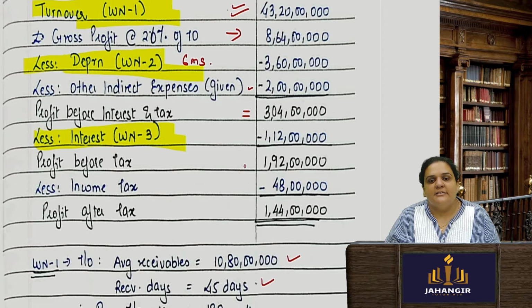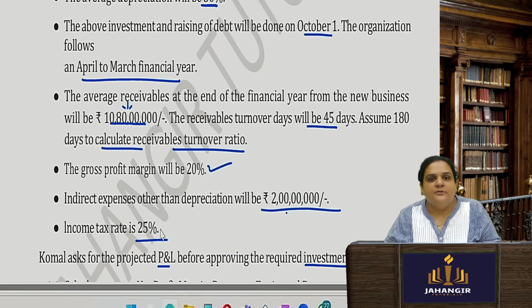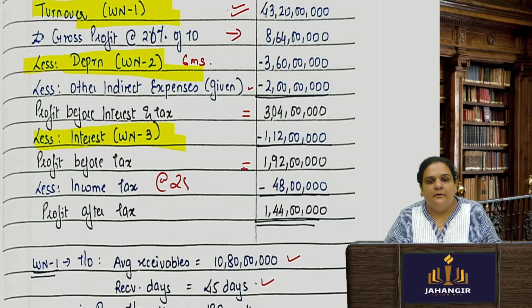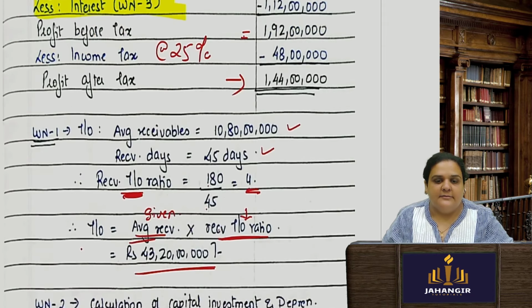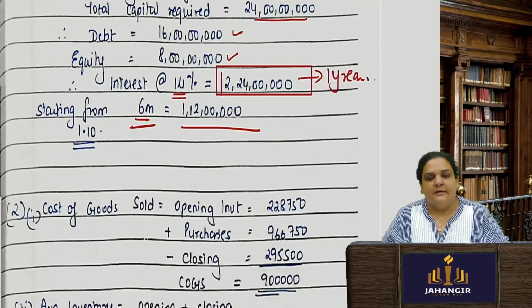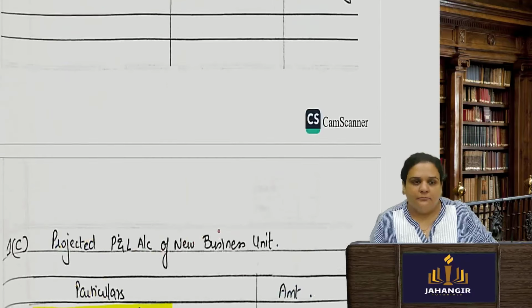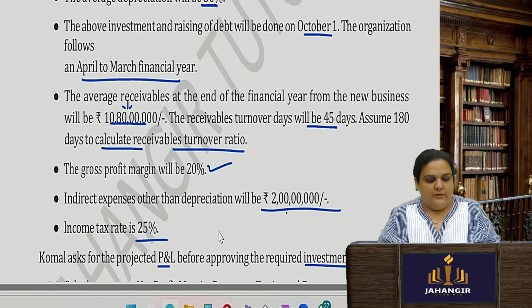Profit before tax is 1 crore 92 lakhs. Income tax rate is 25%. Therefore, profit after tax is 1 crore 44 lakhs. That is the estimated P&L of the new business unit. All three done.